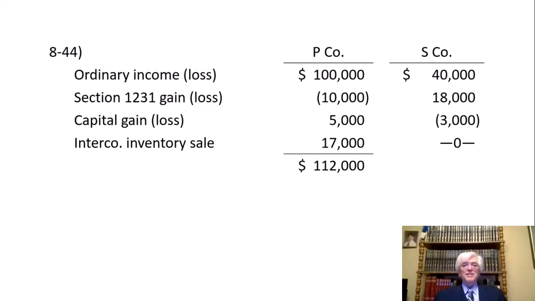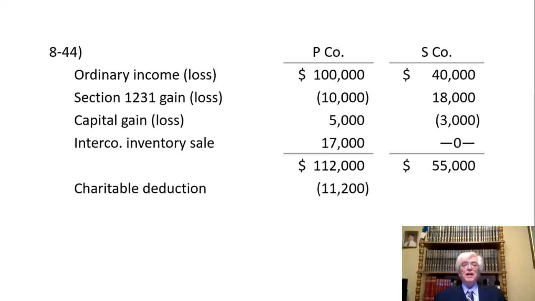So at this point, take a subtotal, and you've got $112,000 for P, $55,000 for S. So 100 minus 10 plus 22 is 112. 40 plus 18 is 58, minus 3 is 55. Then we had charitable deductions. The deductibility of the charitable contributions will be based on taxable income before the charitable contribution. P company has $13,000 of charitable contributions, but can only deduct $11,200.